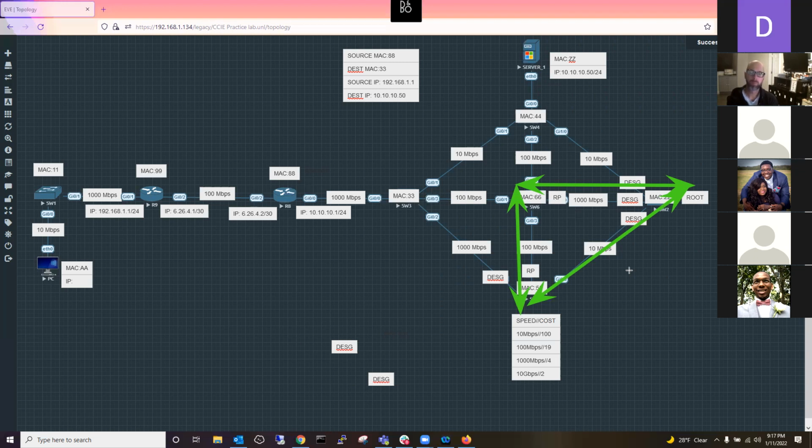If we have switch 2 connected to switch 6, that's one link. We have switch 6 connected to switch 5, that's one link. But then when switch 5 connects to switch 2, now we have a redundant topology, because if the link between switch 5 and switch 6 goes down, Lamar, can switch 5 still communicate with switch 6 if the link between them goes down? No.